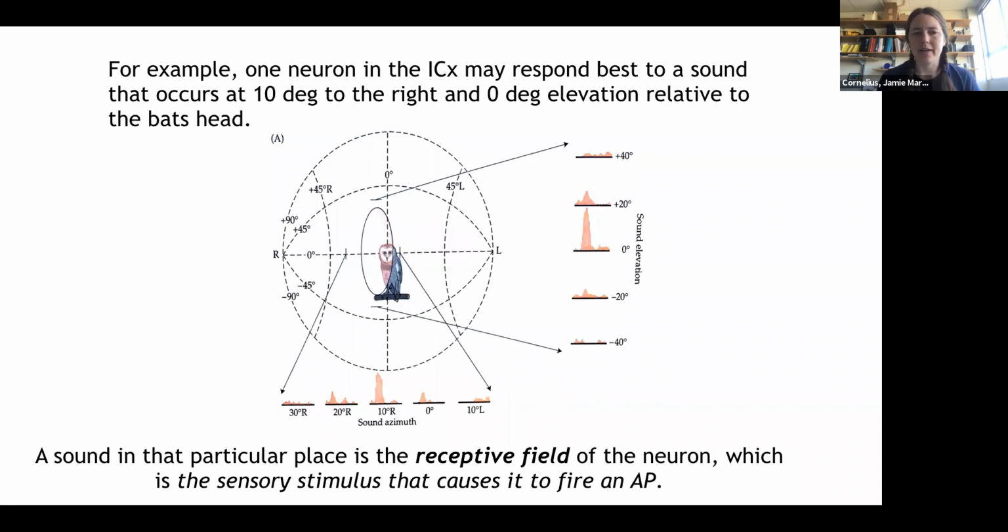And for the ICX, that's going to be a sound coming from a particular place in three-dimensional space. So there's a circle there on this drawing that represents where, if a sound happened in that area of space around the owl, then this neuron that you had an electrode in and you were listening to would fire action potentials. And you can see that the further you get away from its receptive field, the fewer action potentials that neuron will fire.